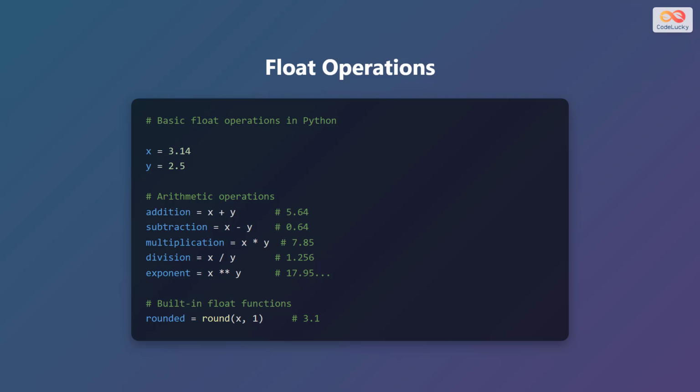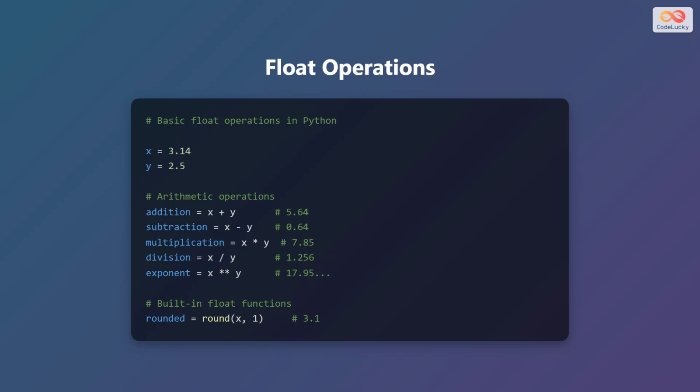Let's see how we can perform operations with floats in Python. First, we assign the value 3.14 to the variable x, and the value 2.5 to the variable y. Now let's perform some basic arithmetic operations. Addition x plus y, which equals 5.64. Subtraction x minus y, which equals 0.64. Multiplication x times y, which equals 7.85. Division x divided by y, which equals 1.256. Exponent x double asterisk y, which raises x to the power of y, resulting in approximately 17.95.